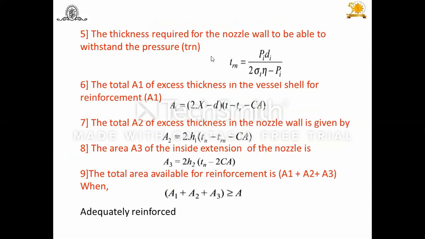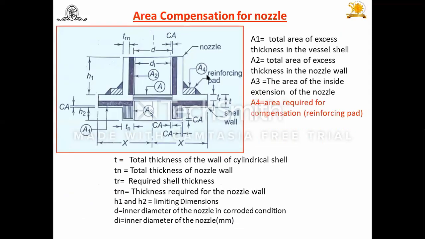Now we have A1, A2 and A3. What you have to do? Add them. You will get A1 plus A2 plus A3, which is the total area of the compensating material. But you have to check whether this A1 plus A2 plus A3 is greater than or equal to A. If it's greater, there is no need to add this A4 area or reinforcing pad.